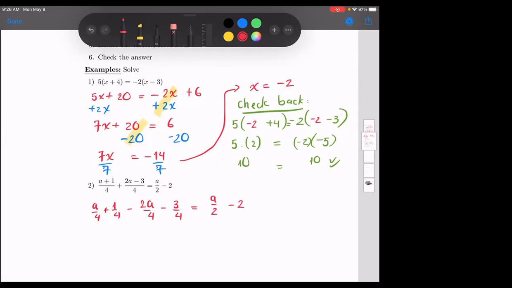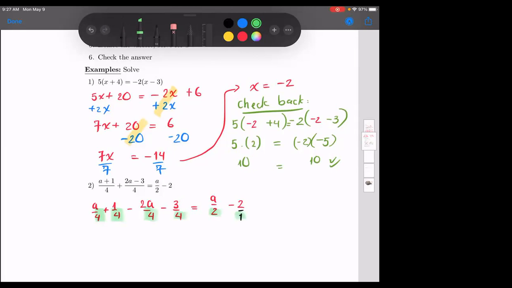2a over 4 is the same thing as what? Oh, do you know, just leave it like that. It's fine. Okay, so your denominators are 4, 4, 4, 2, and then this guy is certainly 1, right?